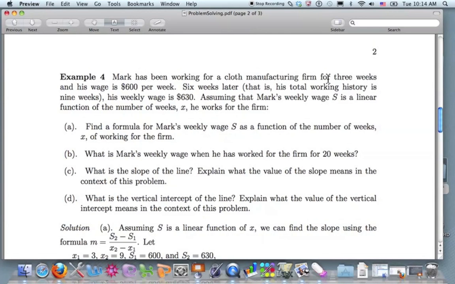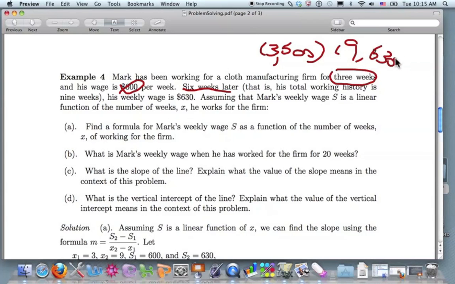Notice that we started with 3 weeks and 600 as the salary, and also we have 6 weeks later, which means we are given 2 points: (3, 600), and then we have 9 because it's 6 weeks later, and 630. So this is what I'd like us to be aware of.